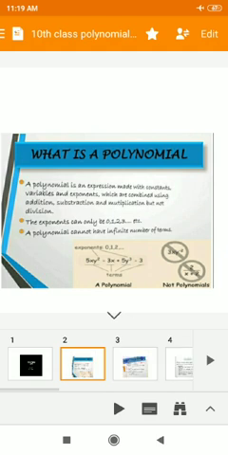What is a polynomial? A polynomial is an expression made with constants, variables, and exponents which are combined using addition, subtraction, and multiplication, but not division. The exponents can only be 0, 1, 2, 3, and so on. A polynomial cannot have infinite number of terms. It has only finite number of terms. There are examples, children, for both polynomial and not a polynomial. Go through it.